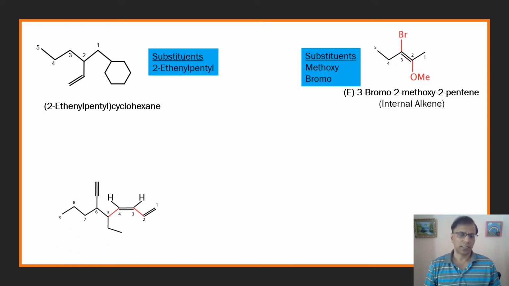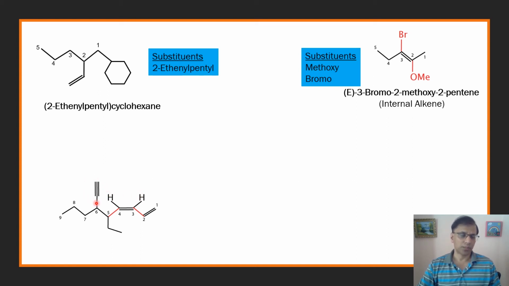So let's consider another example. In this particular case, you can see this is a terminal alkene, and this carbon atom, which carries the double bond at the end, has 2 hydrogens attached to it. This is a characteristic of a terminal alkene, and this is an internal alkene. In this case, this is a di-substituted alkene because these are the 2 substituents attached to this double bond. And the 2 hydrogens right here, since they are on the same side, it's called cis.